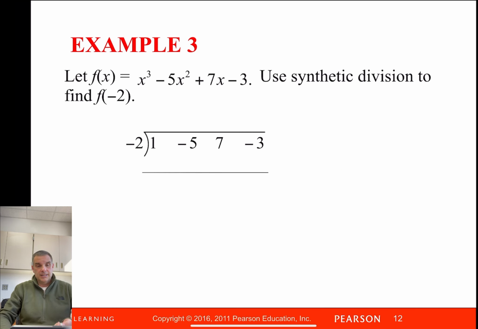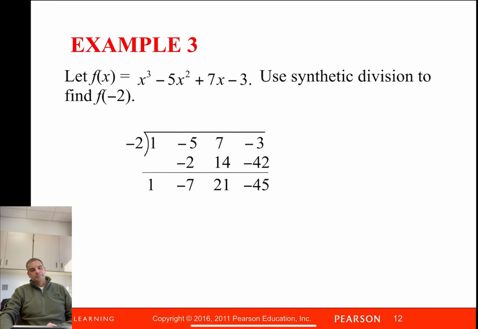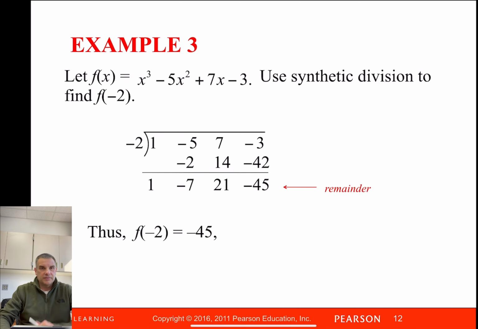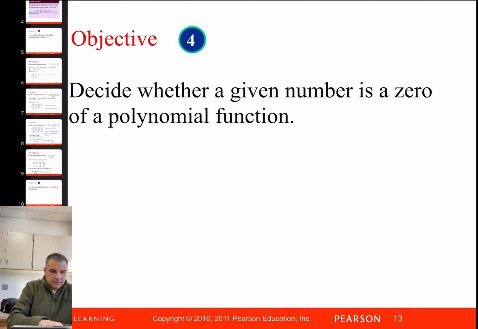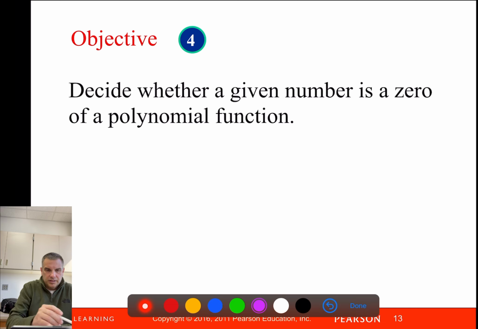Okay, so let's see what they did. Let's see if I got it right. Look at that, I got it right. So the answer for this would be negative 45. F of negative 2 equals negative 45. Okay. Let's look at another one of those. Actually, we'll just do it right on this page. So let's do one more.